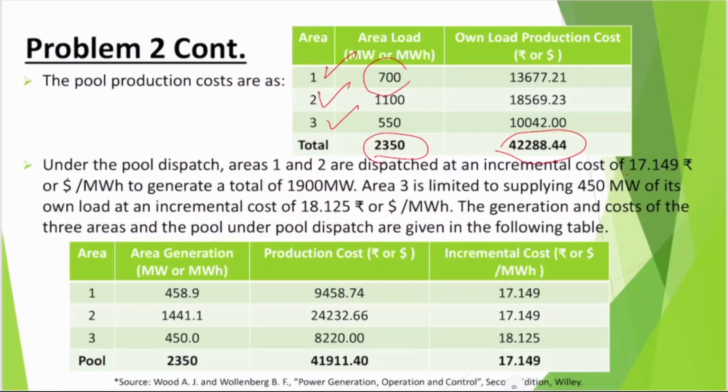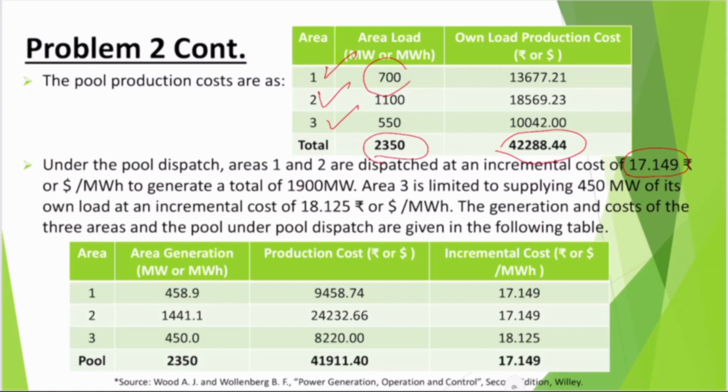Now, we could see some oscillation here. Under the pool dispatch, area 1 and 2 are dispatched at an incremental cost of 17.149, meaning area 1 and 2 are now dispatching with an incremental cost of 17.149 to generate a total of 1900 megawatt. So initially the capacity of 1 and 2 was 1800, but now we are saying you have to provide 1900 due to some scenarios, with an incremental cost of 17.149.